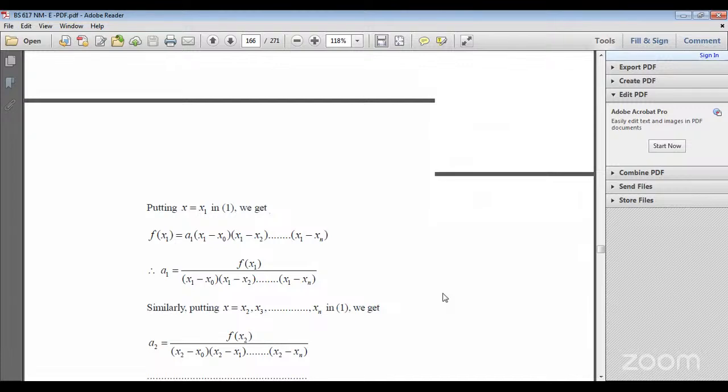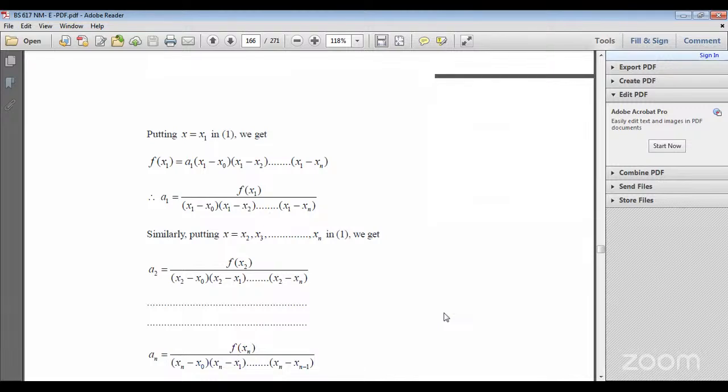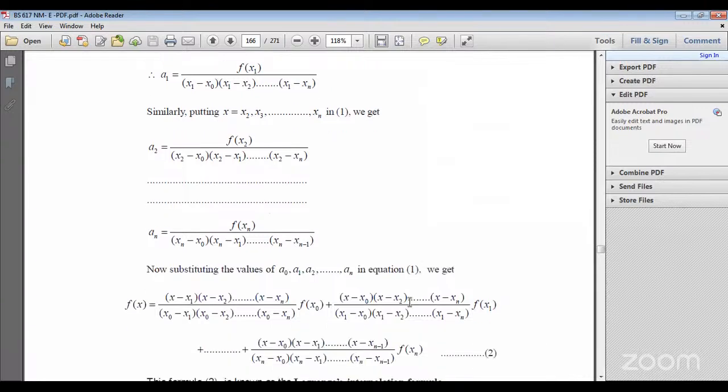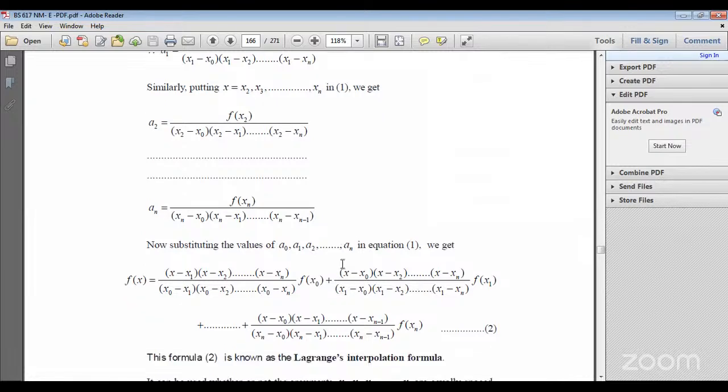Similarly, putting x is equal to x2, x3, x4, and so on, the values are a2 is equal to f of x2 divided by (x2 minus x0)(x2 minus x1), and so on, (x2 minus xn), and finally an is equal to f of xn divided by (xn minus x0)(xn minus x1), and so on, (xn minus xn minus 1). Now substitute the values a0, a1, a2, a3, and so on.